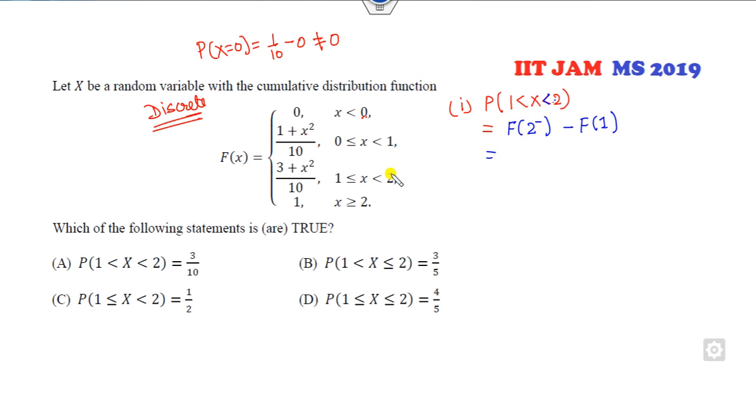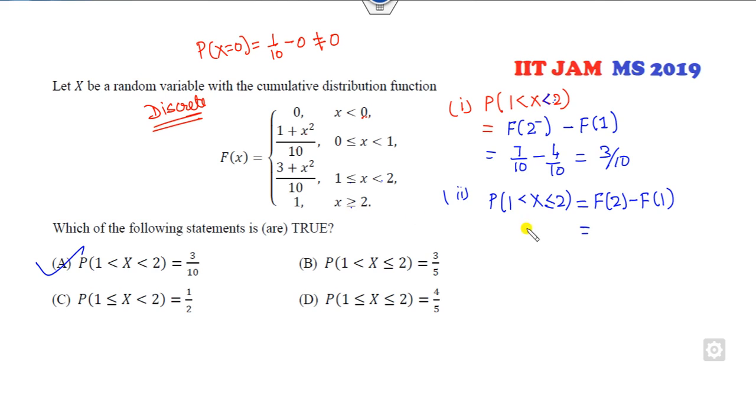Fine. What is the 2 negative? 2 negative is here. 4 plus 3 is 7. f1, 1 equality here. So 7 over 10 minus 4 over 10 is my 3 over 10. This is the right answer. Second, probability 1 is less than x less than or equal to 2. So I can write it as f2 minus f of 1.